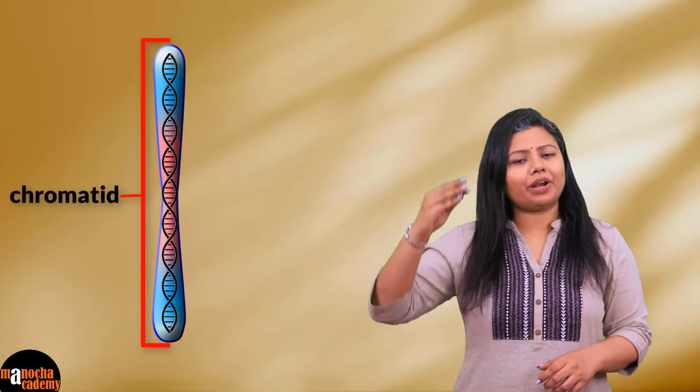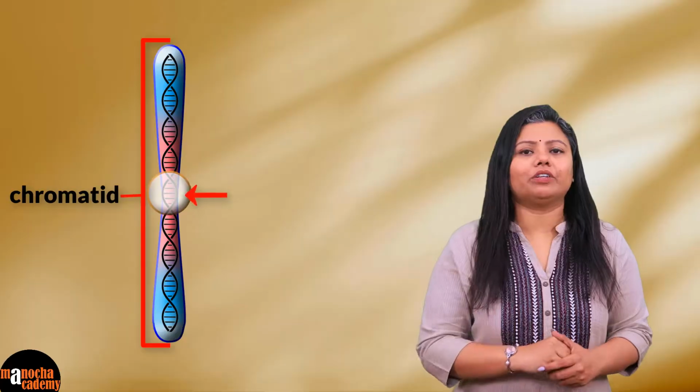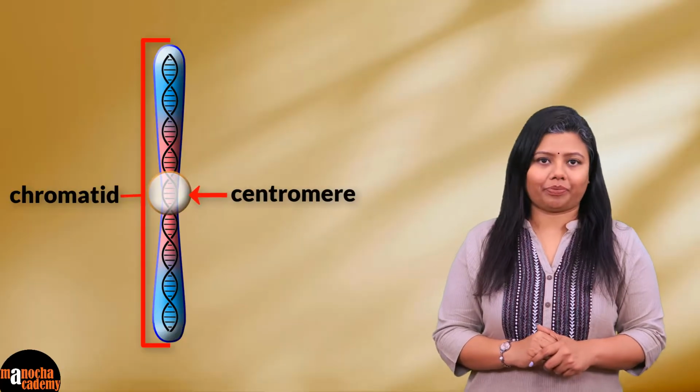Now, when you see the structure of the chromosome, it contains a rod-shaped structure called the chromatid, and somewhere along the chromatid there is a clear region which is known as the centromere.